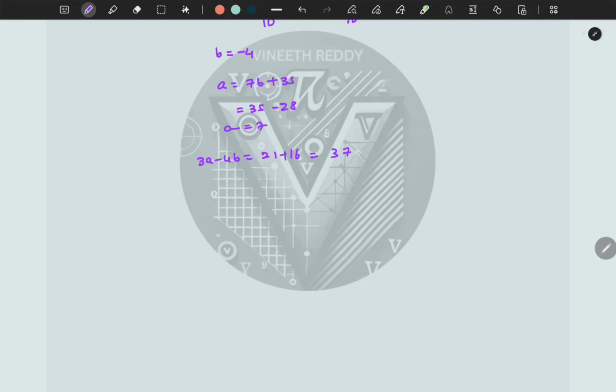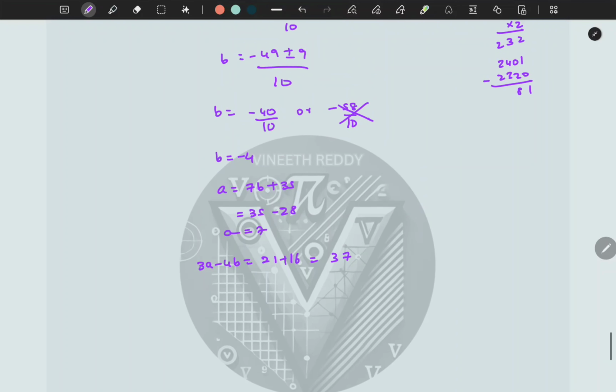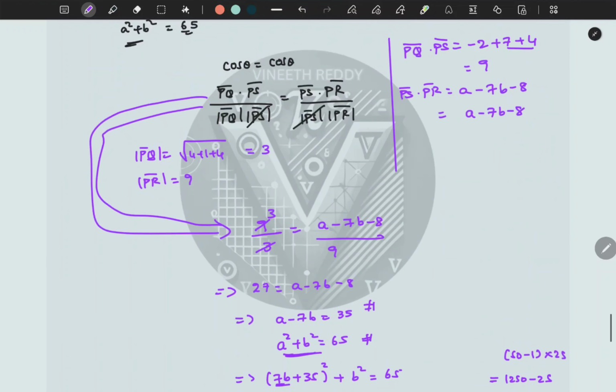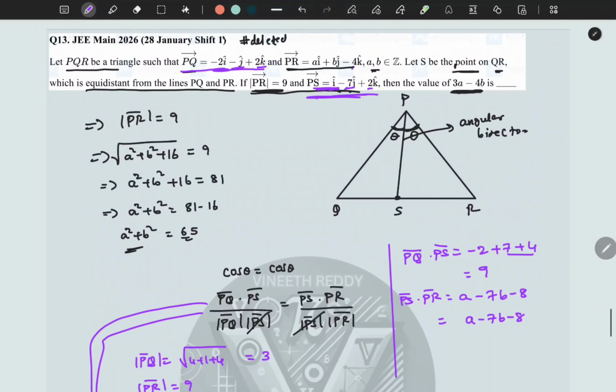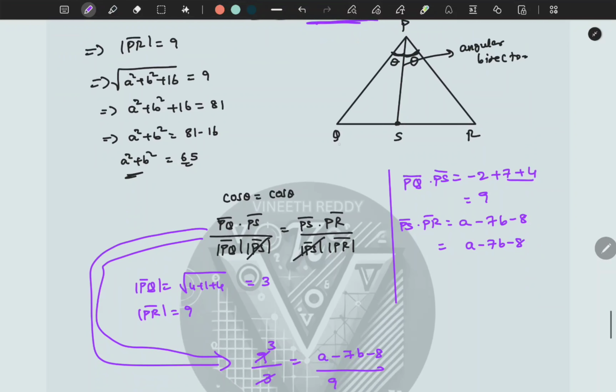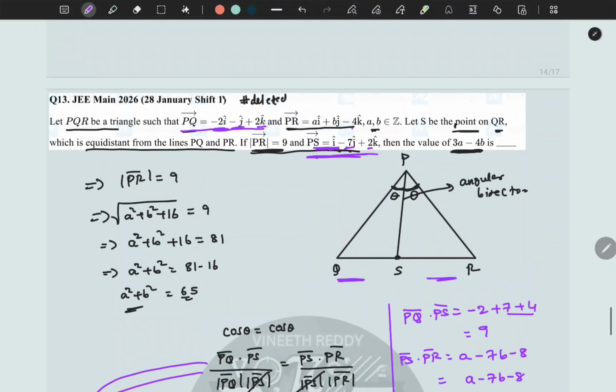37 आएगा, राइट? अच्छा, यहाँ पे इस क्वेश्चन को फिर डिलीट क्यों किया? मतलब यहाँ तक तो सब कुछ सही दिख रहा है, everything seems correct, right? Why did they delete this? See why? Because the point is very simple. QS and QR एक बार निकाल लेना.